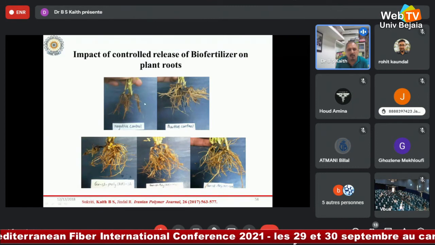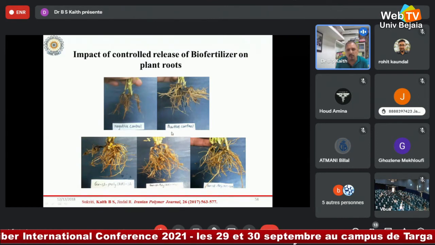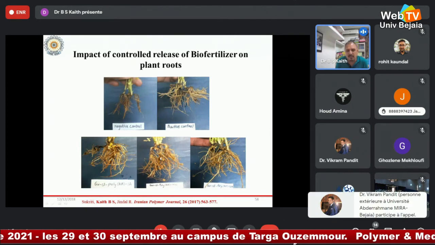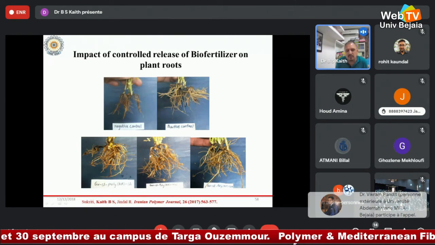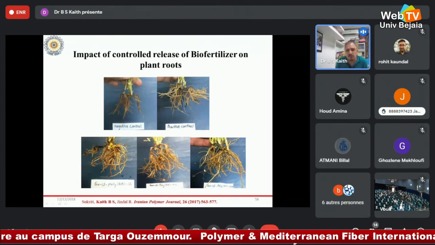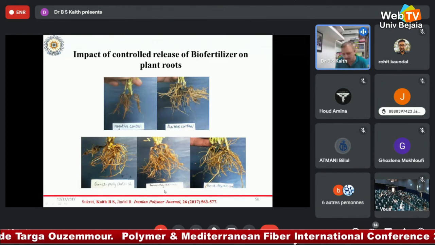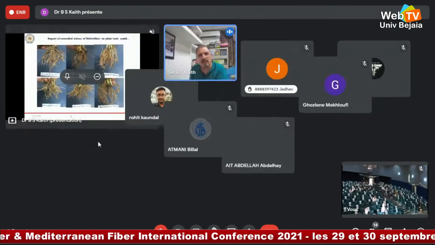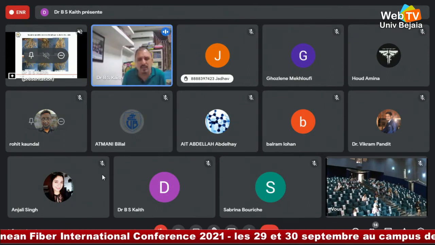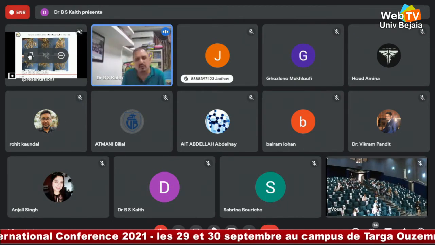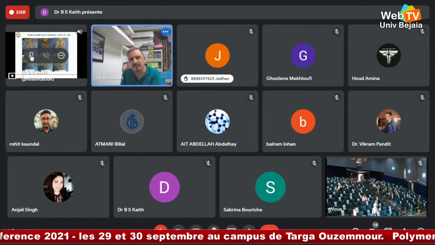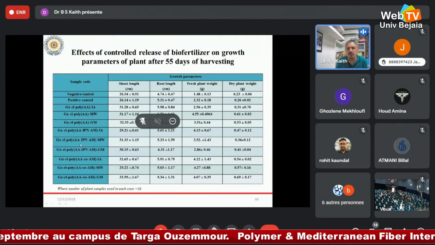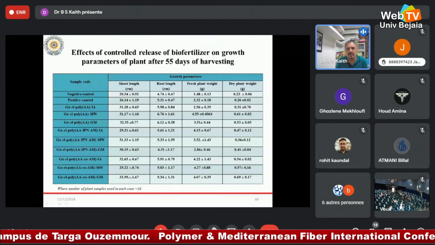You will not get any root nodule in case of negative control and positive control. But in case of controlled use of fertilizers, agrochemicals, you find that root nodules are developed. That's the beauty of the work which we carried out in our laboratory. Similarly here, in these samples, we could get root nodules in the roots. So this is the effect of controlled release of biofertilizer on growth parameters.